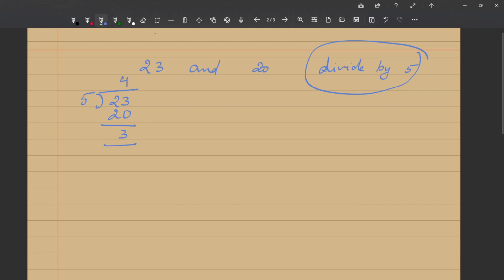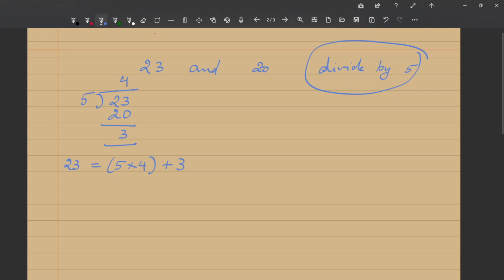So can I write this division fact like this? 23 is 5 multiplied by 4 plus 3. So 23 can be expressed this way. That is, dividend is equal to divisor into quotient plus remainder, right?